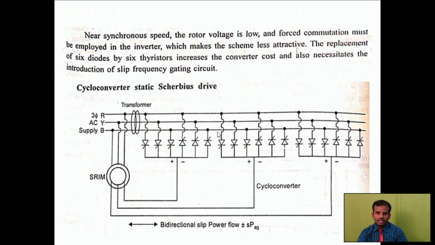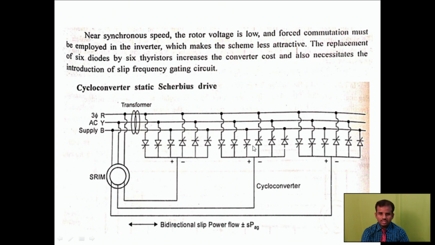Here, near synchronous speed, the rotor voltage is very low, and forced commutation must be employed in this inverter, which makes the scheme less attractive. Also, the replacement of 6 diodes by 6 SCRs increases the converter cost and necessitates the introduction of a slip frequency gating circuit.